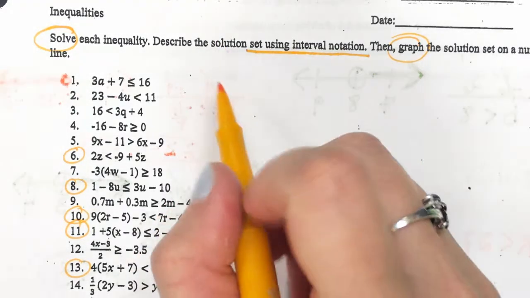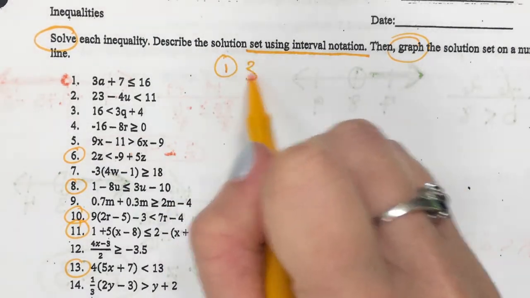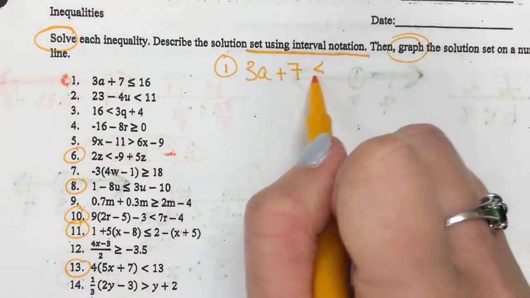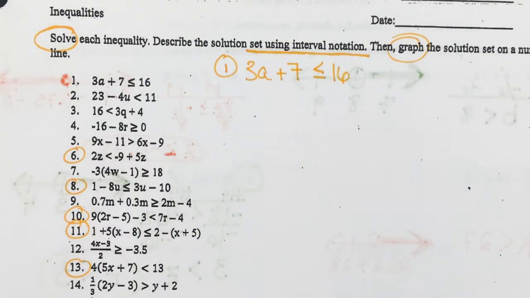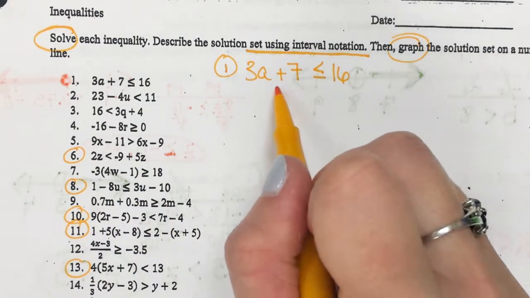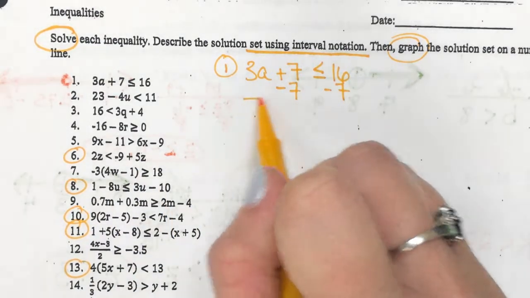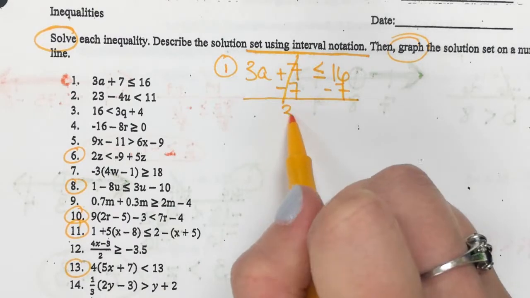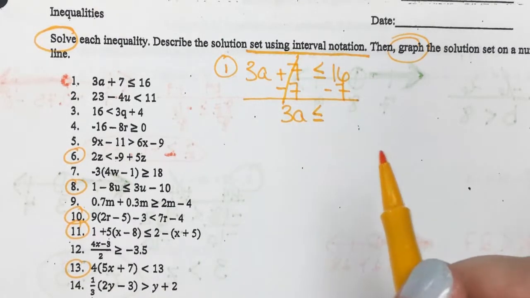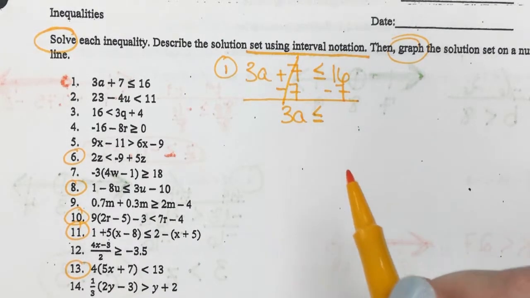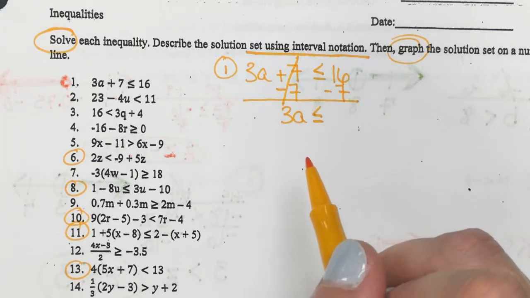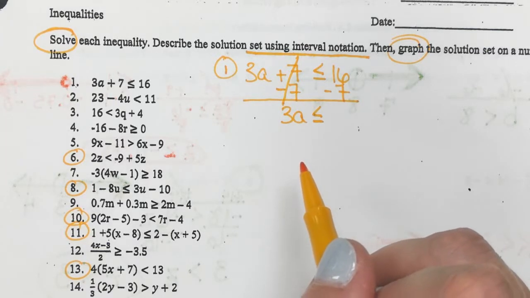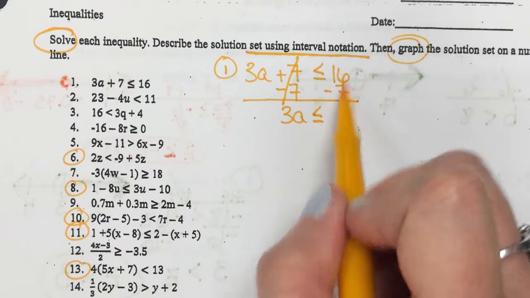So let's look at number 1 together to make sure we're all okay. How would we solve this on number 1? Subtract the 7, right? So guys, that interval notation is not going away. You will see it for the rest of this class. So if you don't get it now, it's just going to come back to bite you in the butt later, okay? All right, what's 16 minus 7?